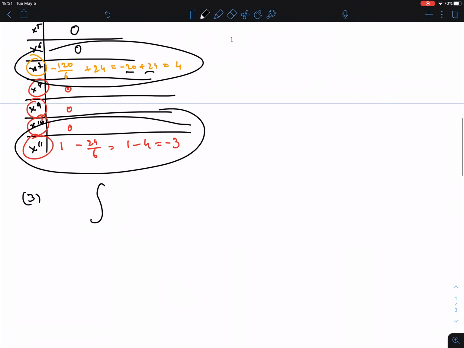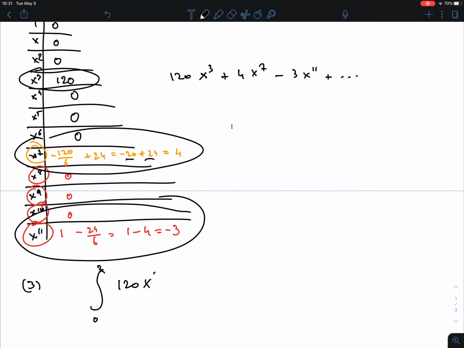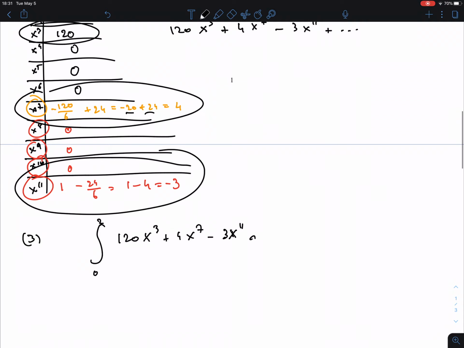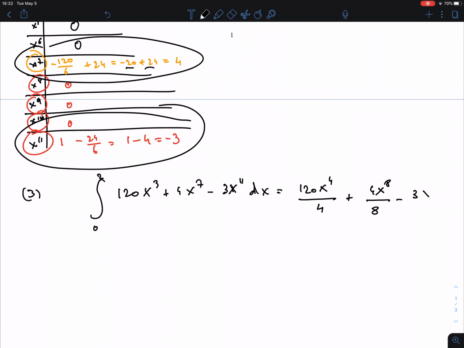Okay, so now we had to integrate the one that we now just have, so x cubed plus 4x to the 7th minus 3x to the 11th. Most of you did that correctly, so this I'm going to go quickly over. So that is 120, add 1 to the exponent divided by the exponent, right? Plus 4x to the power 8 divided by that exponent, minus 3 times add 1 to the exponent divided by the exponent plus dot dot dot, and this is between 0 and 2.